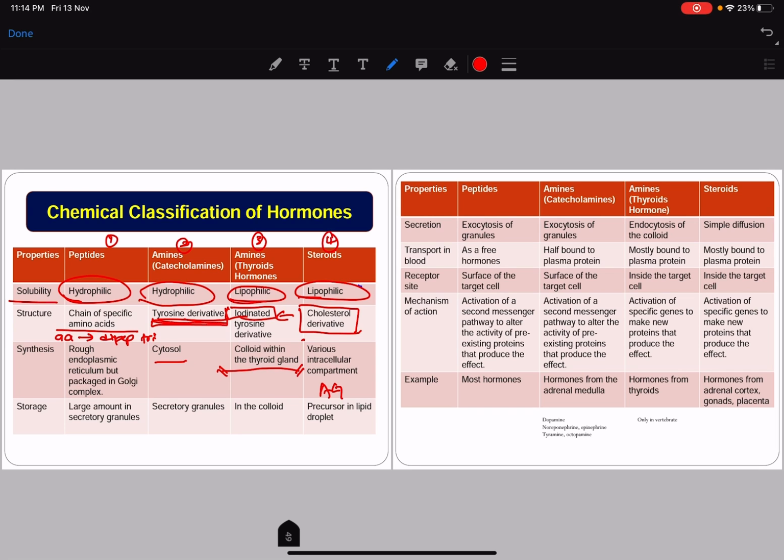Storage of peptide hormones is basically in vesicles. Same with catecholamines, stored in secretory granule vesicles. For thyroid hormones, stored in the colloid, and for steroids, the precursor is stored in lipid droplets.